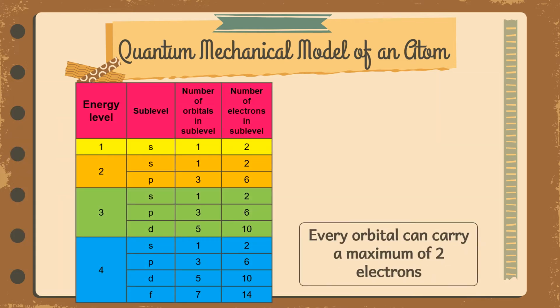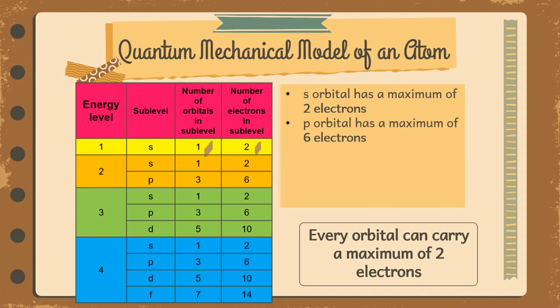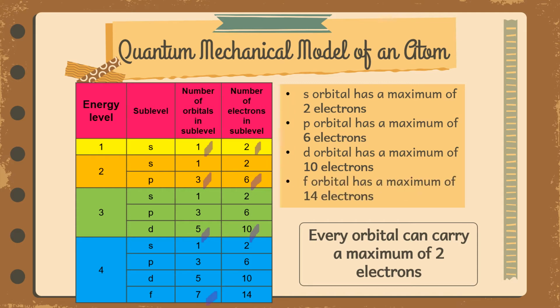Every orbital can carry a maximum of 2 electrons and a minimum of 1 electron. The S sublevel has a maximum of 2 electrons because it consists of 1 orbital. In every 1 orbital, they can carry a maximum of 2 electrons. The P sublevel has 3 orbitals, so it can carry a maximum of 6, 2 electrons for each orbital. The d sublevel, with 5 orbitals, can carry a maximum of 10 electrons. For the f sublevel, we have 7 orbitals that can carry a maximum of 14 electrons.